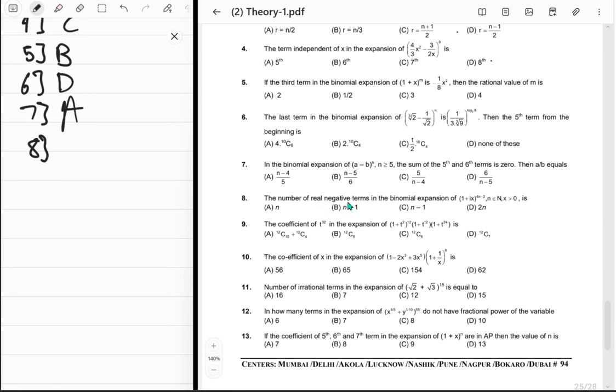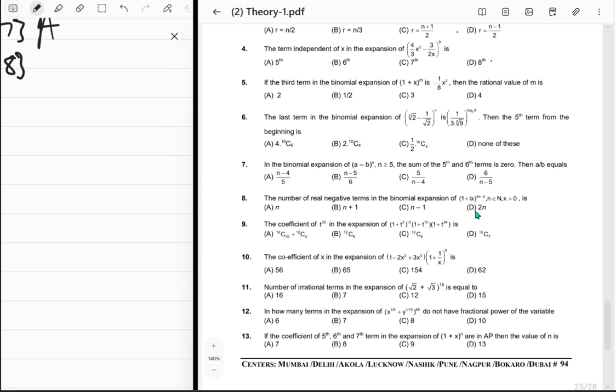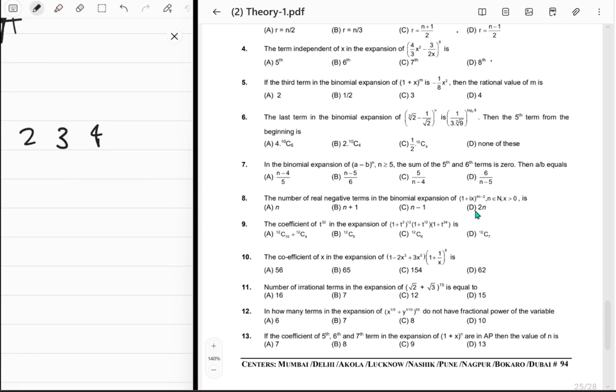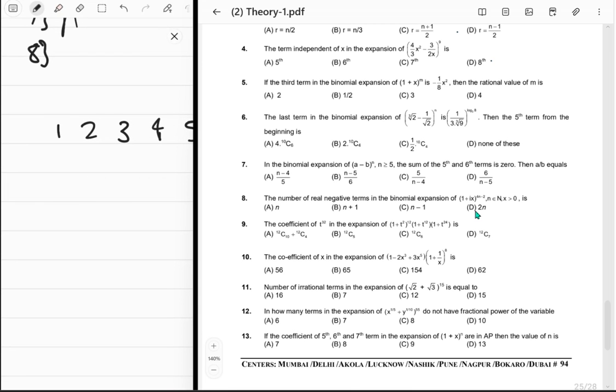The number of real negative terms in the binomial expansion of this thing. Okay, real negative terms. Cool. So 1 plus ix to the power of 4n minus 2, and n belongs to integer or whatever. So if we talk about this guy's expansion, it's going to be like 1, then you got ix, which is not good. So the second term is imaginary. The third term will be negative. So let's go with first term, second term, third term, fourth term, fifth term. The first term is real and it's positive. Second term is imaginary. Third term is negative, right?